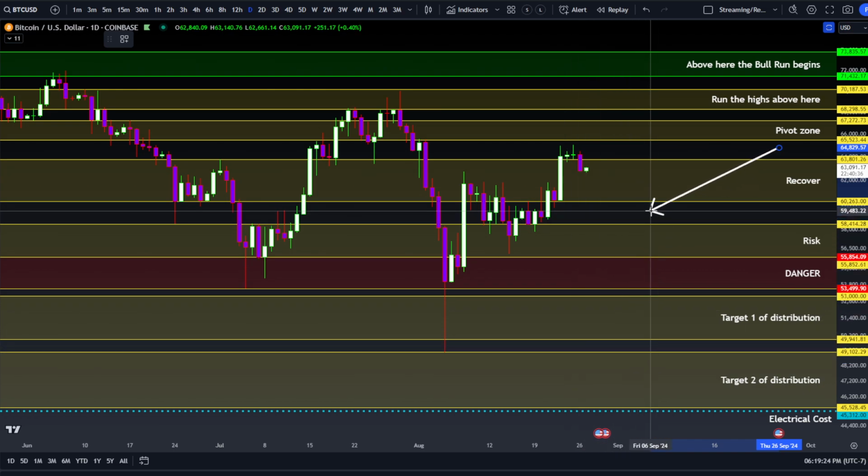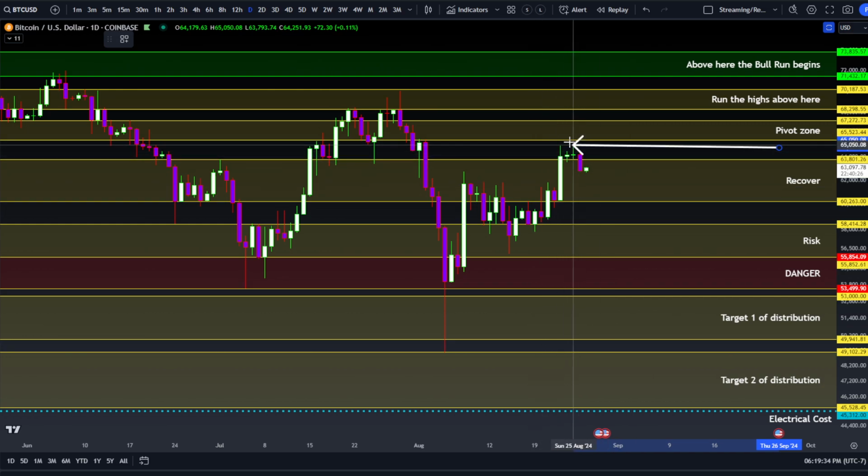But to the upside, if we see closes back above, even in medium-term timeframes below the daily, like a 4, 6, or 12-hour, then I would look for the local high structure to get run at 65 to the bottom side of the pivot zone here at 65.5. Anywhere above there, we're looking to that main overhead resistance at the top side of the pivot zone at 67,272.